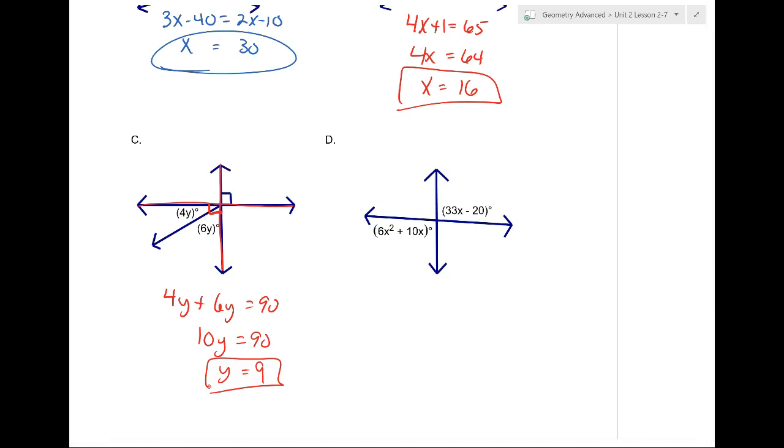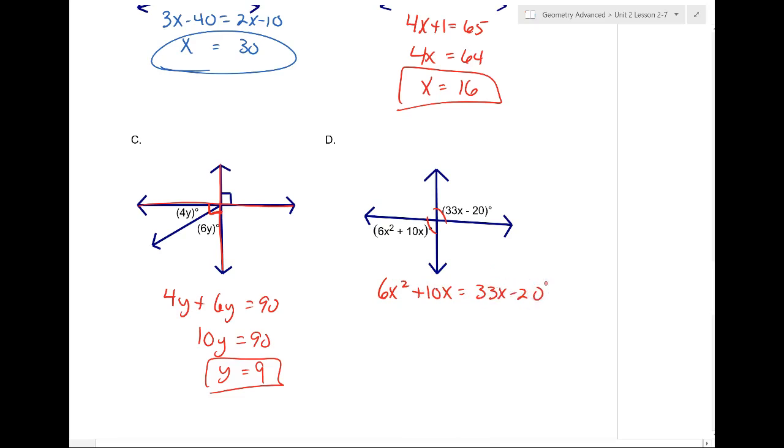Here's my question, are they a linear pair or vertical angles? They're vertical angles. So what do I know? I mark in my diagram they're what? Congruent. So I'm going to set them equal. So 6x plus 10x is equal to 33x minus 20.